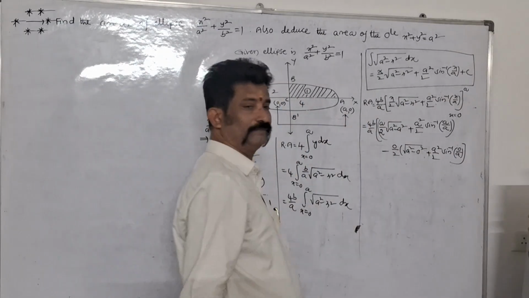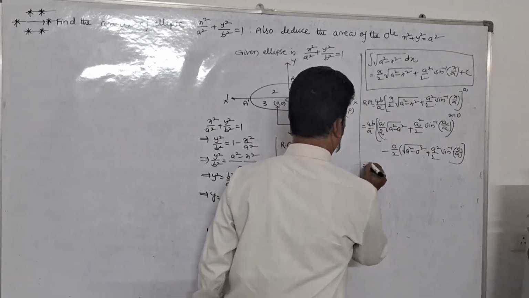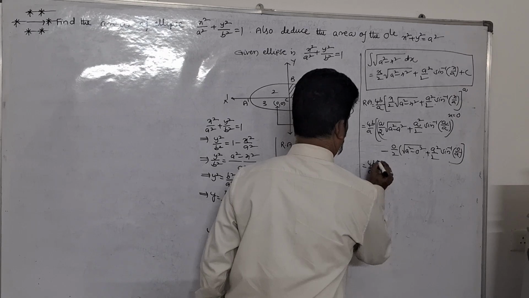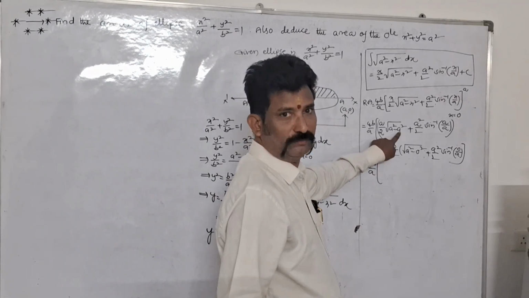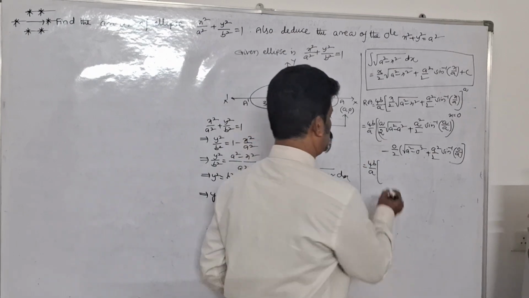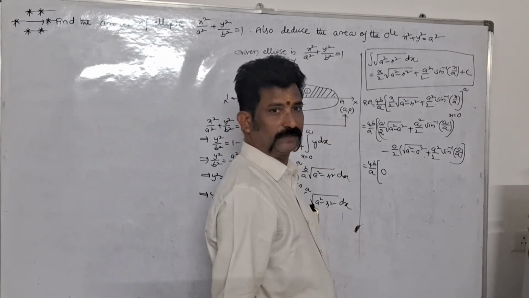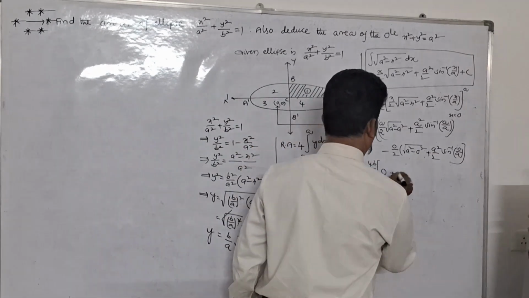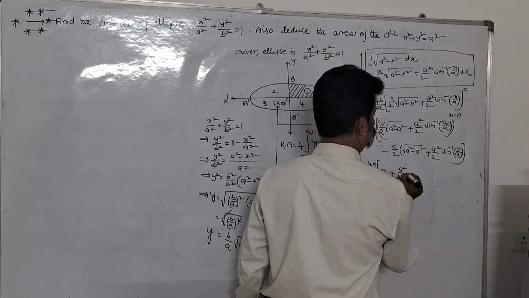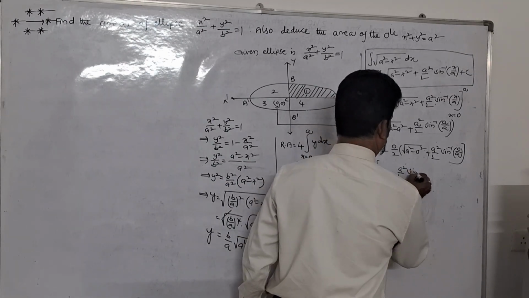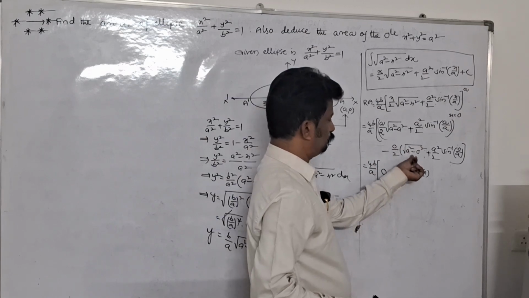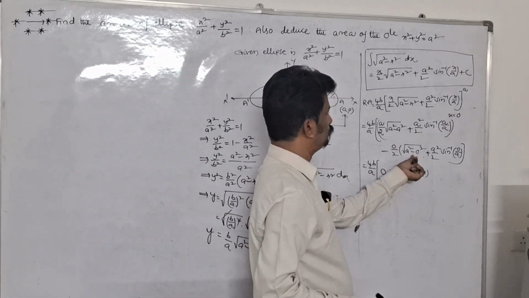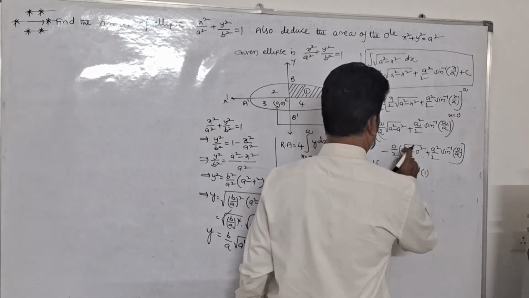That's it. So this implies 4b by a. Now a square minus a square is 0, and 0 into a by 2 is equal to 0. Plus a square by 2 into sin inverse 1. This value is 0, so the total value is equal to 0.